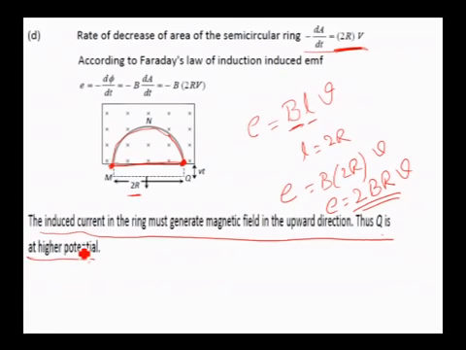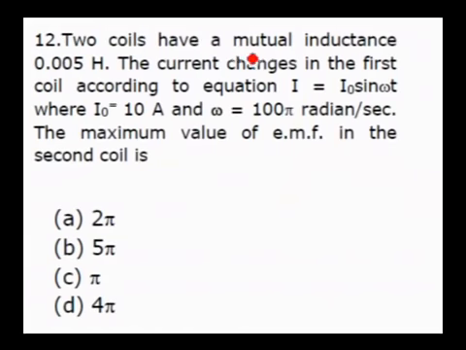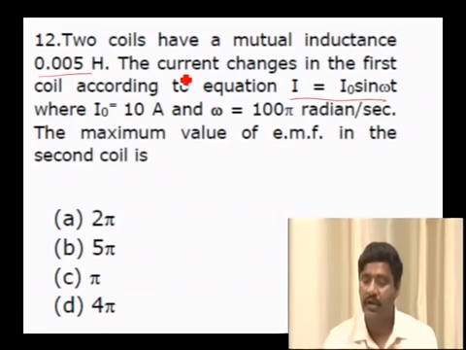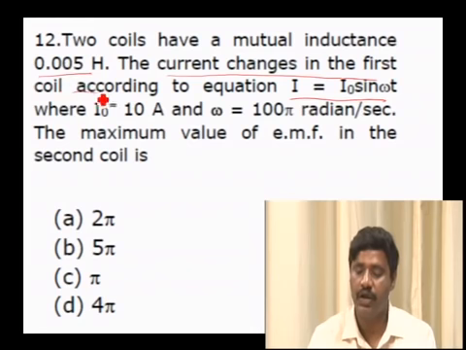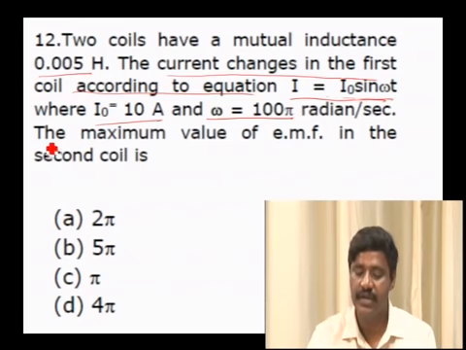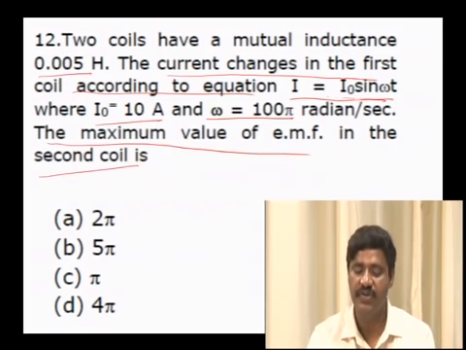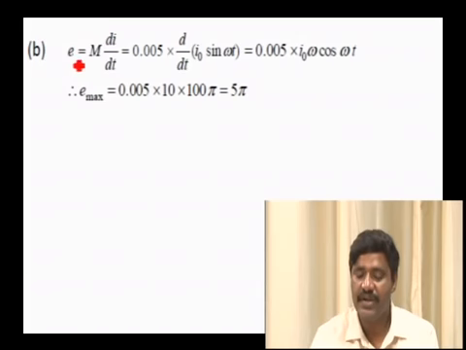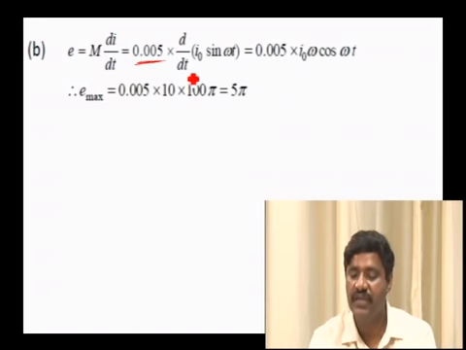Now there are two coils having mutual inductance 0.005, and the current changes in the first coil according to the equation I is I naught sin omega t, where I naught is 10 ampere, omega is 100 pi radian per second. Find the maximum value of the EMF in the second coil. So we have an expression M into dI by dt, where M is 0.05, differentiation of that current I, which is I naught sin omega t.